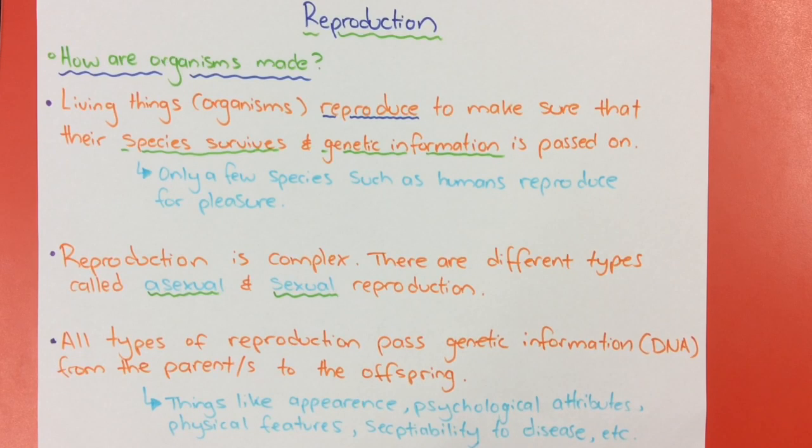All types of reproduction pass on genetic information, which you might have heard of as DNA, from the parent or parents to the offspring. This genetic information can encompass things like appearance, psychological attributes, physical features, and even things like susceptibility to disease, so how prone an organism is to catching a particular type of disease. These things are called traits. Okay, so the parent or parents pass those traits or a portion of those traits onto the offspring.